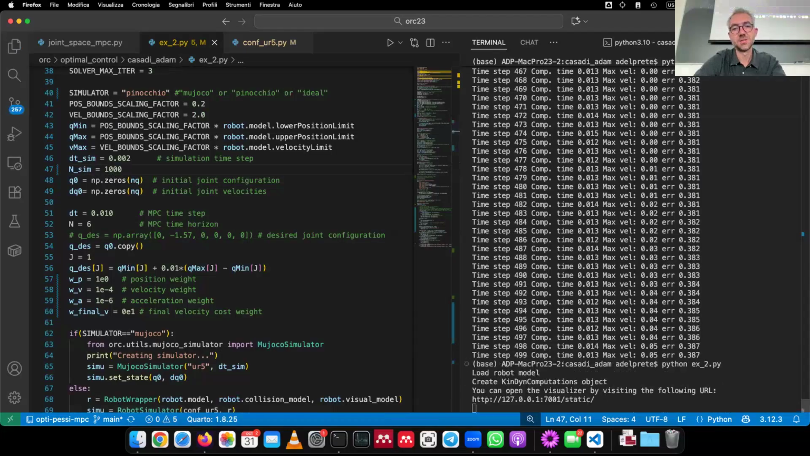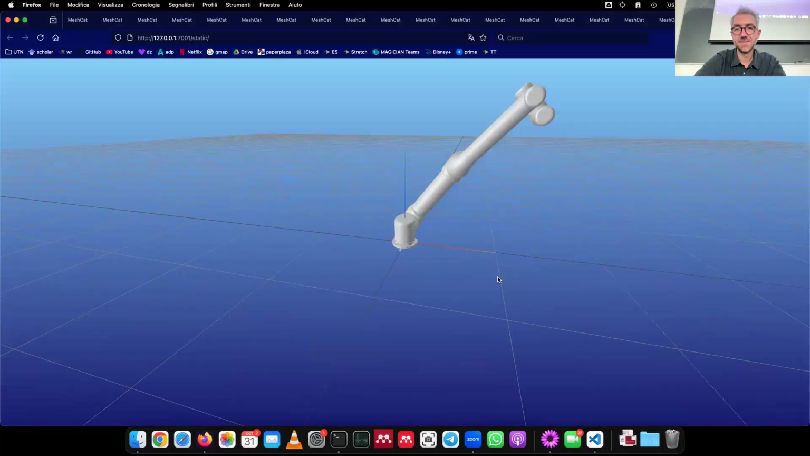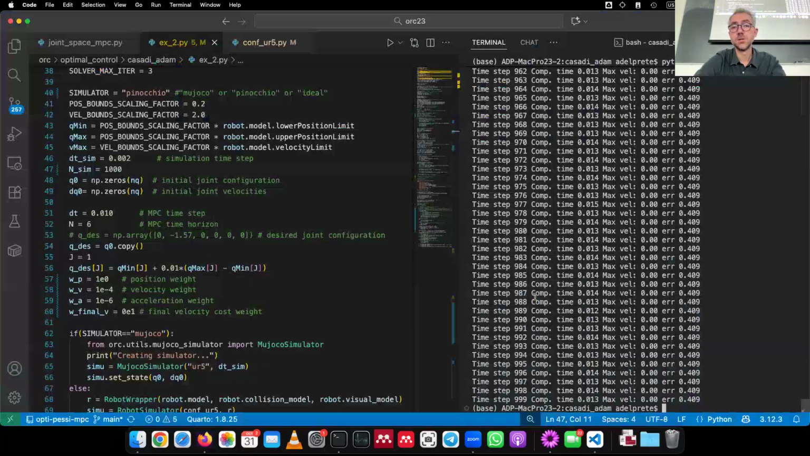That's disappointing. Let's see. Yeah, it's basically converging to this configuration, which is not the desired one, because you can see that at convergence, we have an error of 0.409.